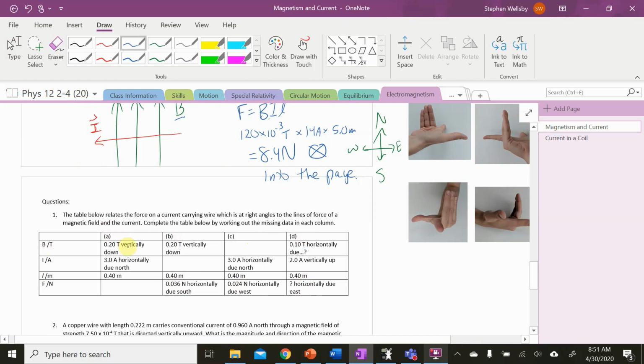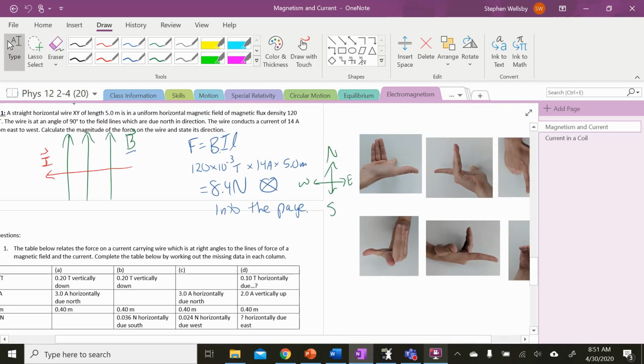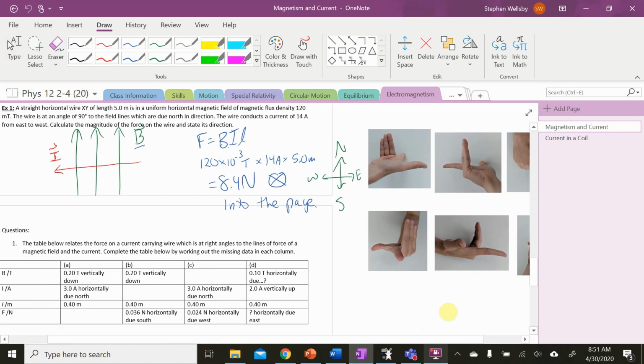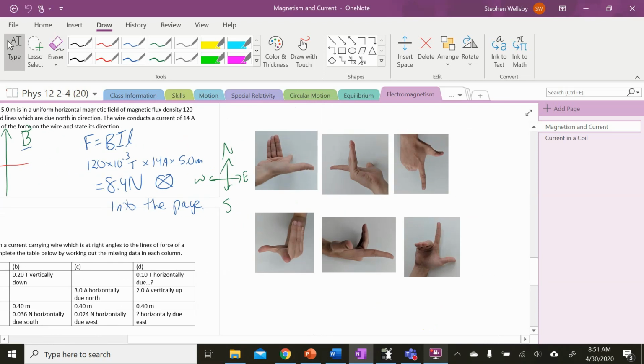So for question A, we've got the magnetic field given, the current is given, and we're trying to find the force. And what I want you to do, I'm not going to go through the numbers, I'm just going to go through the direction that we're going to get. So what we have here is the magnetic field pointing vertically down. So that means my 3 fingers need to be down, and by down, I really always mean into the page. So the 3 fingers pointing into the page, that just leaves me with this picture here.